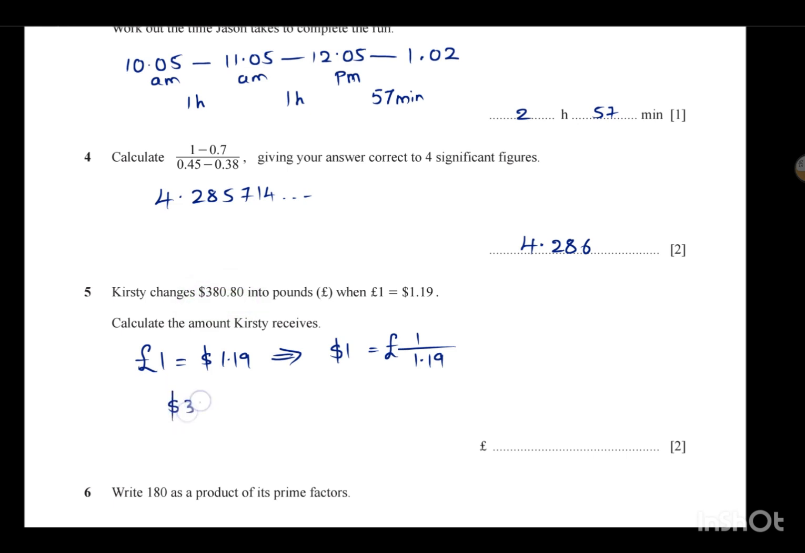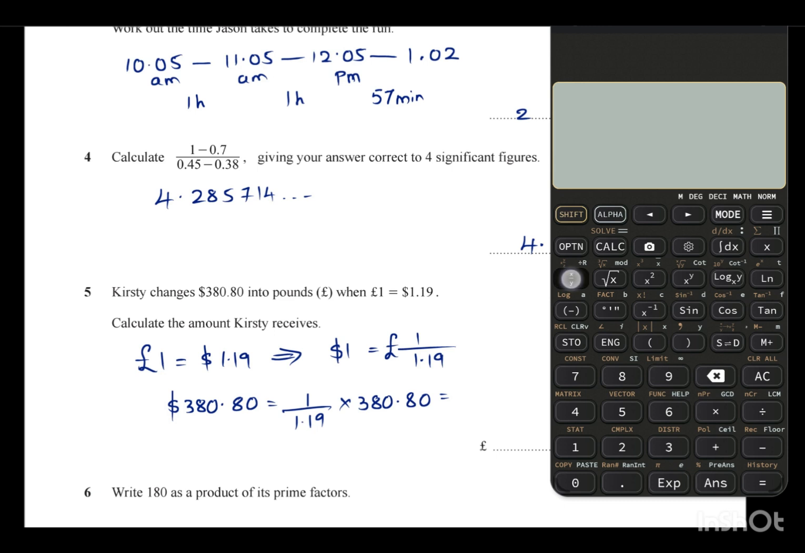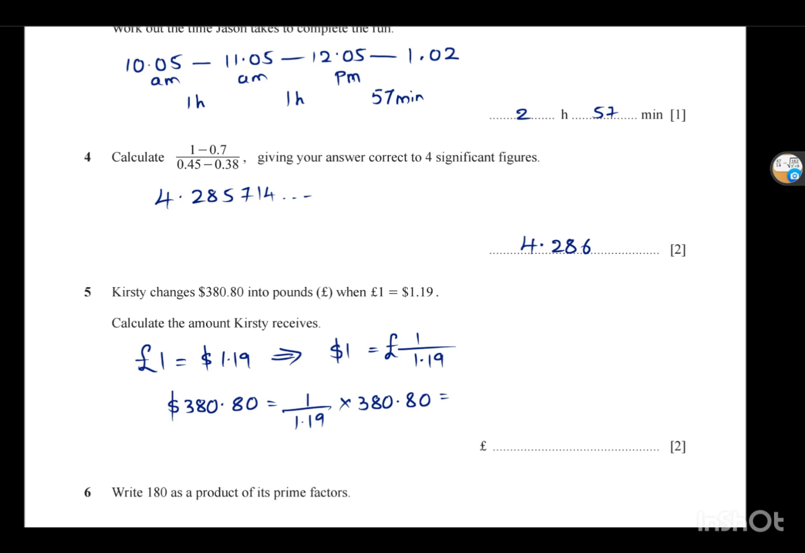So $380.80 will be 1 by 1.19 into 380.80. Find out. 1 by 1.19 into 380.80 is 320. Sorry, pounds. So the answer is 320.